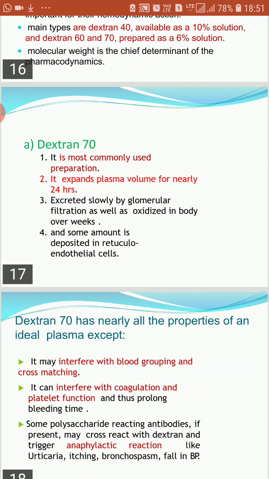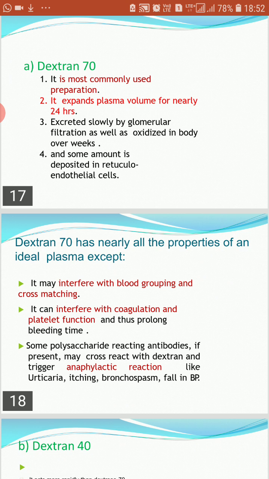Excretion is slowly by the kidney, glomerular filtration, and it has nearly all the properties of an ideal plasma expander except the advantage albumin had, that it was natural, the most natural one. Dextran interferes with blood grouping, so we have to check the blood. If we want to check the blood group after giving it, it can interfere, so we should take the sample before. It can also interfere with cross matching, coagulation and platelet function.